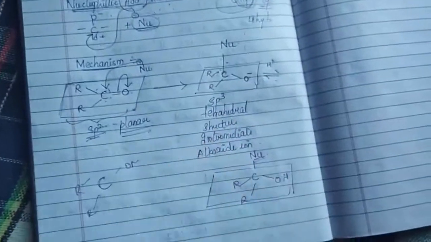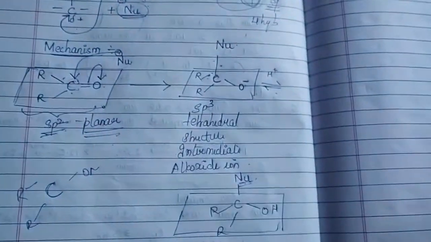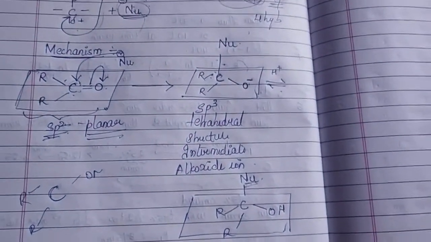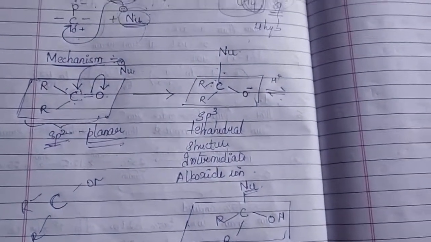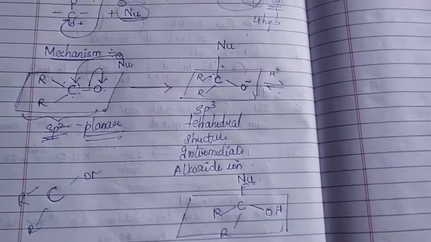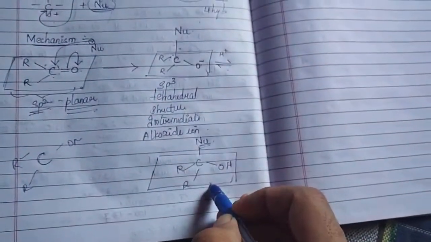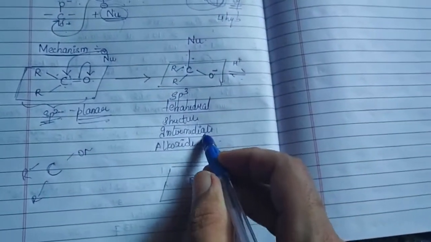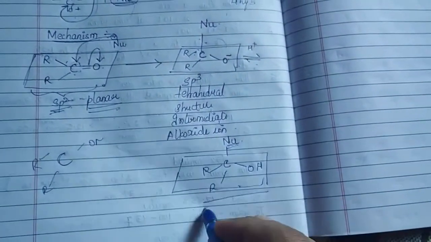Are you able to understand? So this is the mechanism you have to remember. Whenever a carbonyl compound, that is your aldehydes or ketones, undergoes a nucleophilic addition reaction, just remember the final product will have an sp3 hybridized carbon with a tetrahedral structure, and in many cases the final product will be in this way itself.